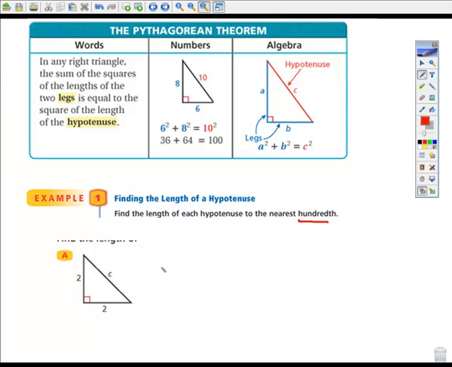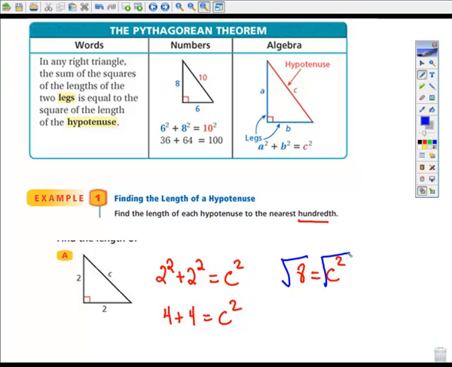Looks like a and b are both 2. So I'll write down 2 squared plus 2 squared equals c squared. 2 squared is 4, so I have 4 plus 4 equals c squared. 4 plus 4 equals 8, so 8 equals c squared, and we know that the inverse operation of squaring is square rooting. So we're going to take the square root of 8, and they're asking us to round it to the nearest hundredth. So this gives me approximately 2.83, and that would equal the length of the hypotenuse.